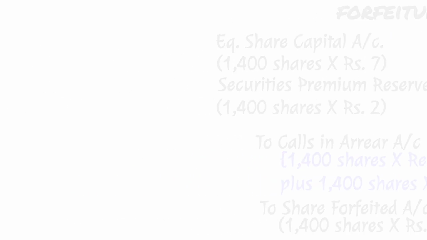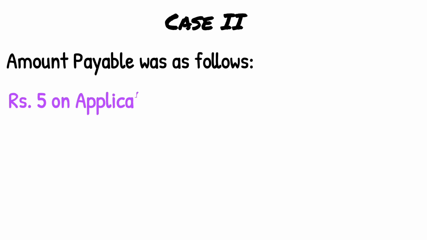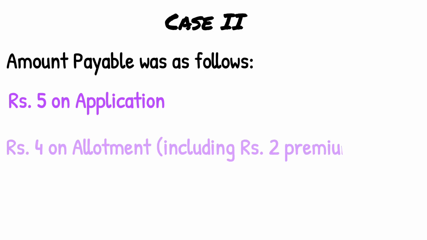Now let us look at case number 2. We are going to change the amount payable. The amount payable was as follows: rupees 5 on application this time, and rupees 4 on allotment, that is 2 plus 2, rupees 2 face value, rupees 2 premium. Balance on call; we'll assume the call has not been made. This time, how much did Mr. Mukul pay at the time of application? When he applied for 2,100 shares, he paid at the rate of rupees 5 each, which is rupees 10,500.